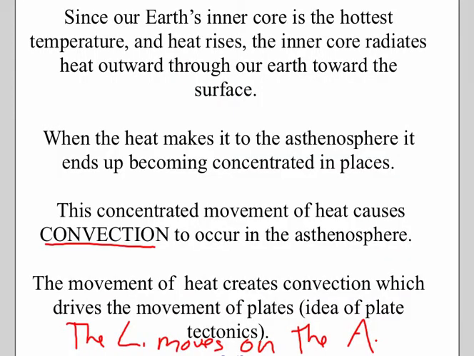Well, you got to go back to the big idea of since the Earth's inner core, or the center of the Earth, is the hottest temperature and highest pressure, and heat rises, the inner core or center of the Earth radiates heat outwards all the way up to and beyond the Earth's surface. When heat makes it to a layer we're going to learn about, it ends up becoming concentrated in places. This concentration of heat causes convection to occur in the asthenosphere.